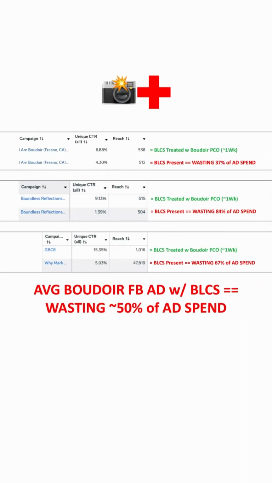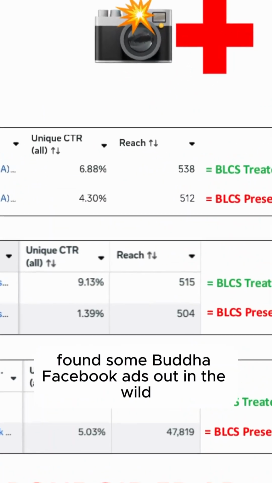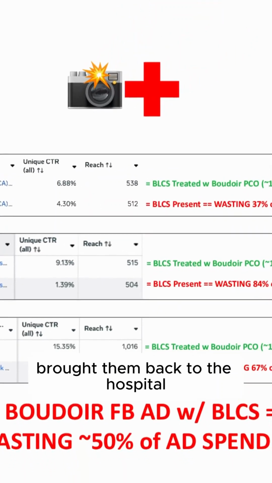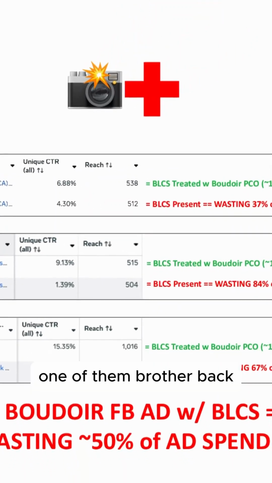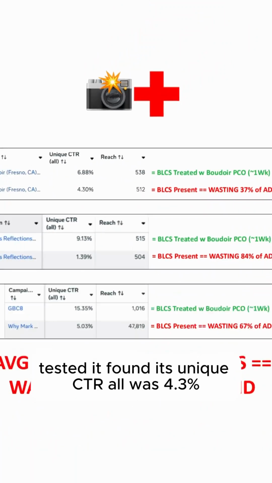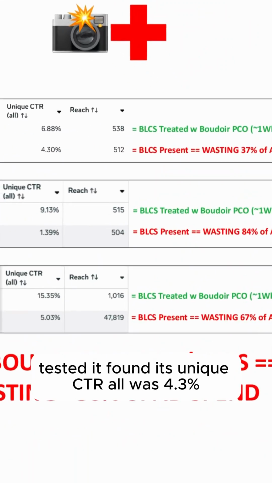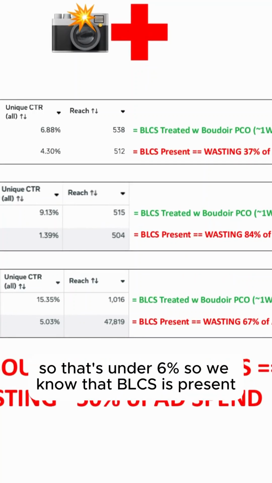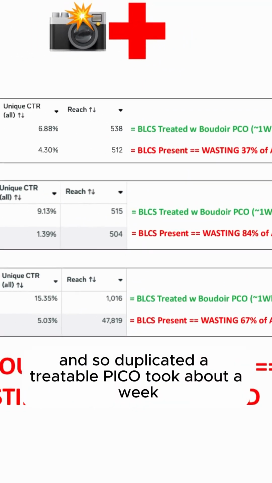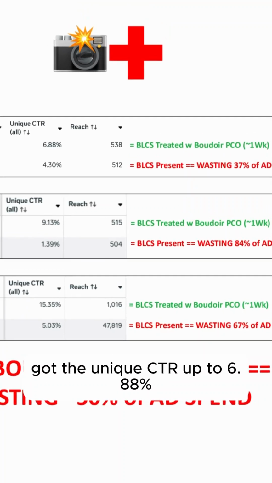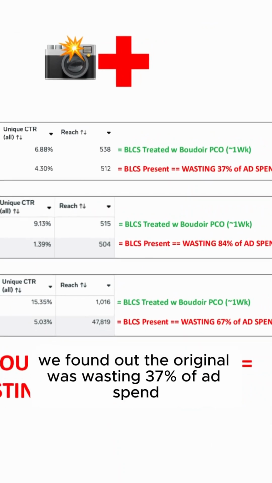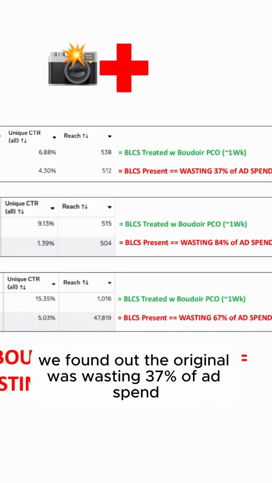Now, my residency went out there, found some Boudoir Facebook ads out in the wild, and brought them back to the hospital. One of them, we tested and found its unique CTR all was 4.3%. So that's under 6%, so we know that BLCS is present. We duplicated it and treated it with Boudoir Pico. It took about a week, and we got the unique CTR all up to 6.88%. So we found out the original was wasting 37% of ad spend.